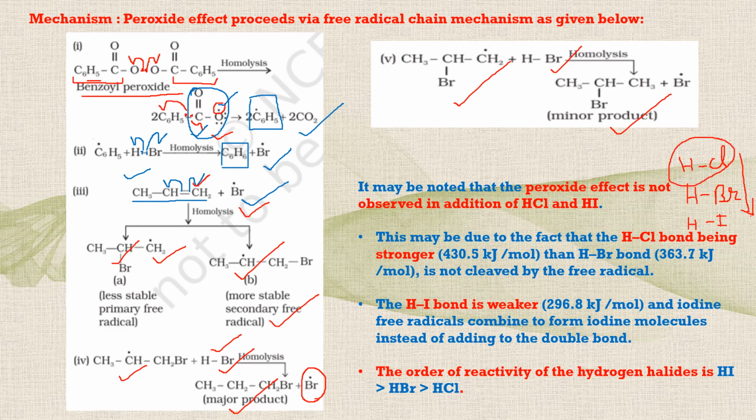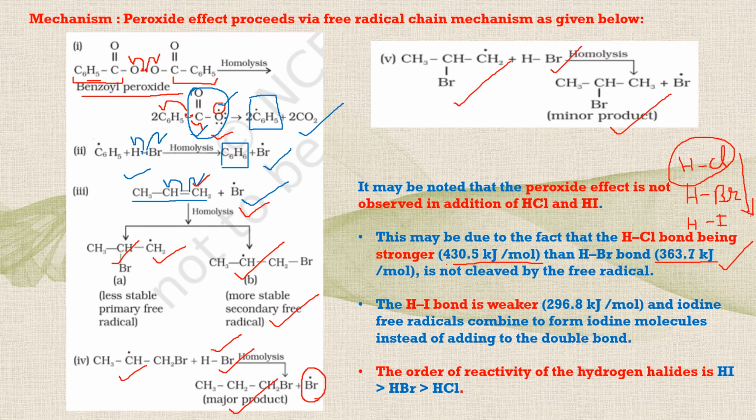If the bond doesn't break by homolysis, I cannot expect the products as are being formed here with the Br free radical. So its bond strength is quite high. You need 430.5 kilojoules of energy per mole to break this HCl bond. It is so much stronger than the HBr bond, in which you need 363.7 kilojoules per mole. So it is broken easily, cleaved easily by the free radicals.